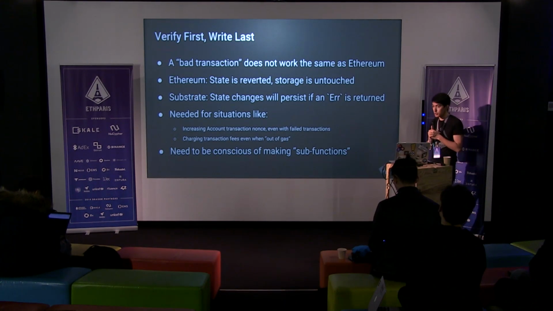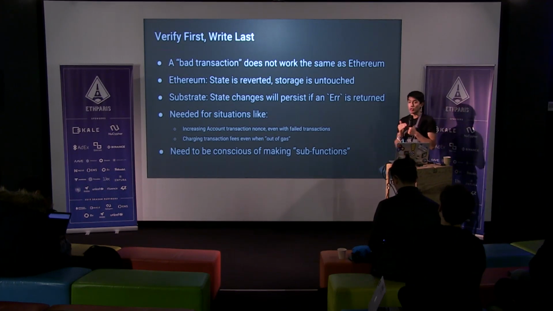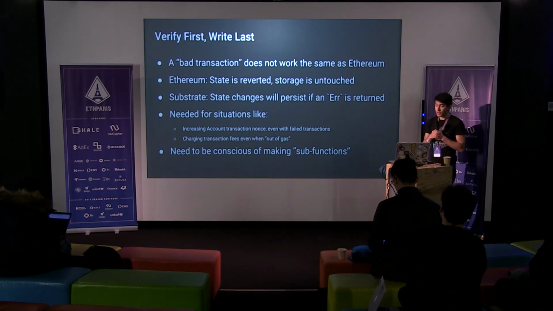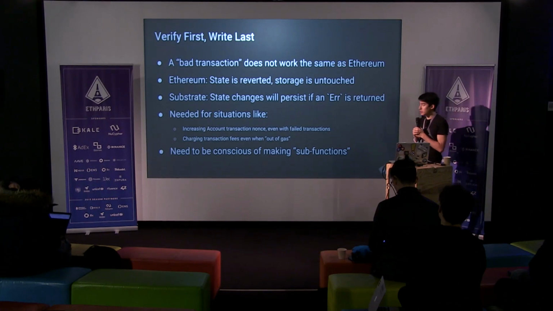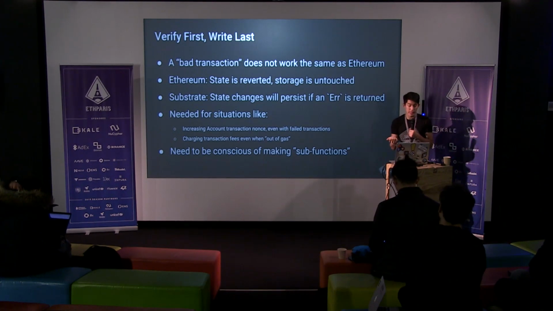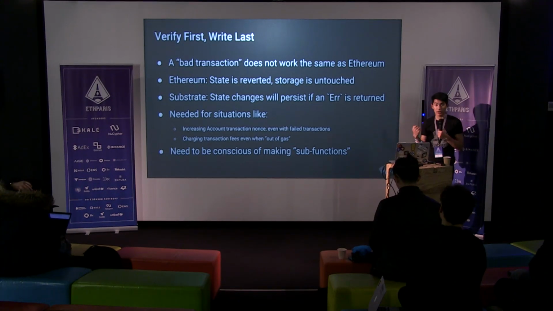But in Substrate, because you're building a runtime module, you're much closer to the actual blockchain logic, so those state changes will persist if you return an error. You might ask, why do we persist those state changes, even if there is some kind of error in the transaction? Well, things like increasing the account nonce, even with failed transactions, and charging transaction fees when you're out of gas. These are things that need to be modified in the blockchain, even if a transaction fails.